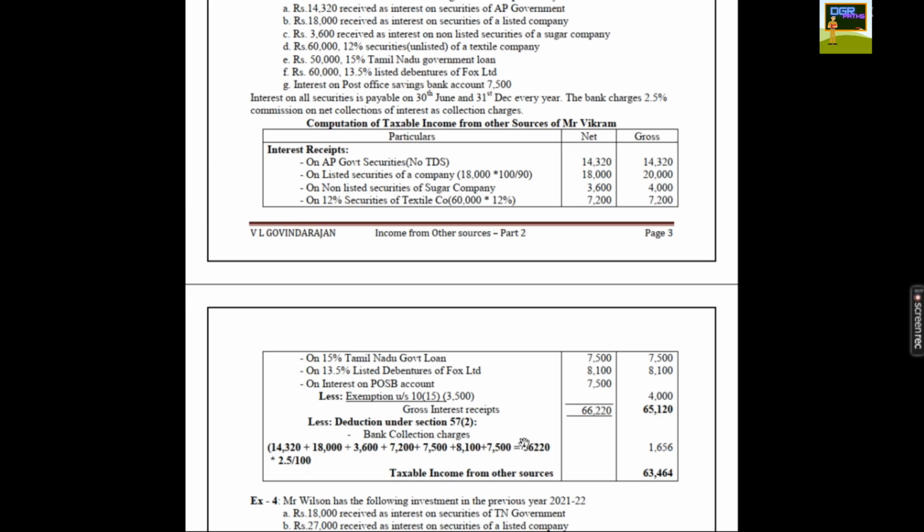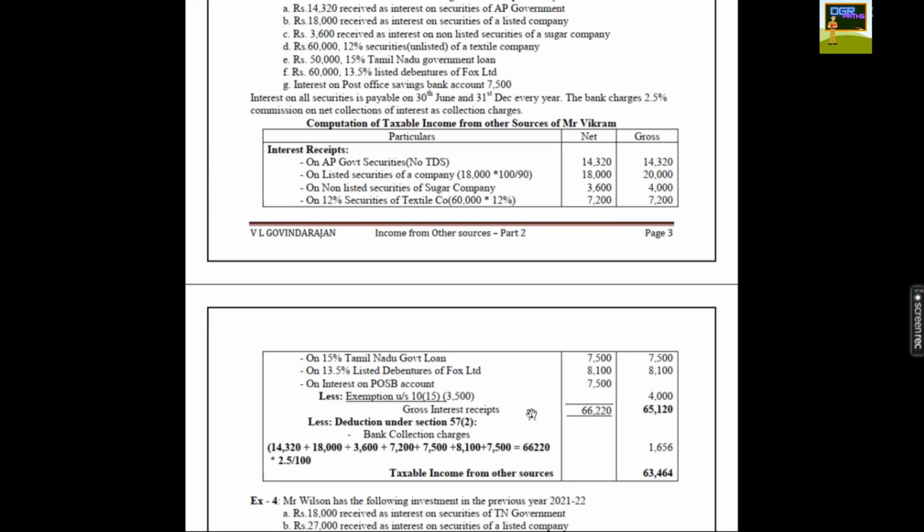These are all the net amounts. After TDS, the net amount is credited to our bank. On the amount credited in our bank account, the bank may charge us 2.5% as collection charges. So we have to compute the collection charges only on this net amount. This is the gross amount computed for income tax purposes. This is the net amount calculated to compute the collection charges. Okay. So the balance is the taxable income from other sources.